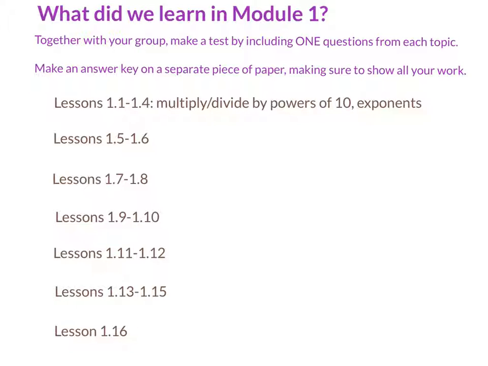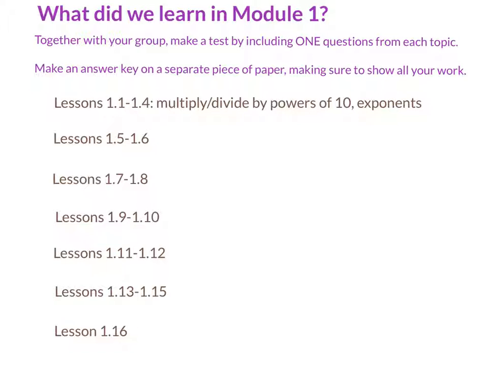When you make a test, are there answers on the test? No. So you're going to leave blank space, because on Monday you're going to be solving each other's tests. Does that make sense? Then on the other sheet of graph paper, you're going to make an answer key. It says make an answer key on a separate piece of paper, making sure to show all the steps and all of the work. Does that make sense?